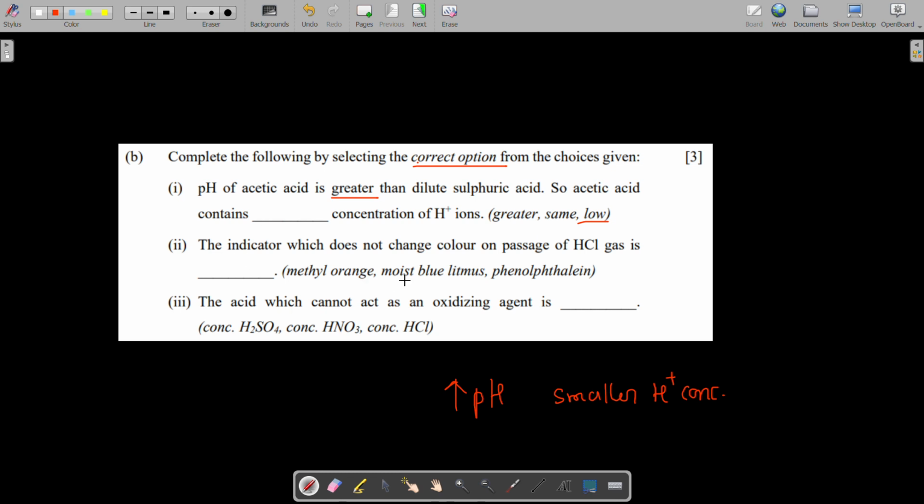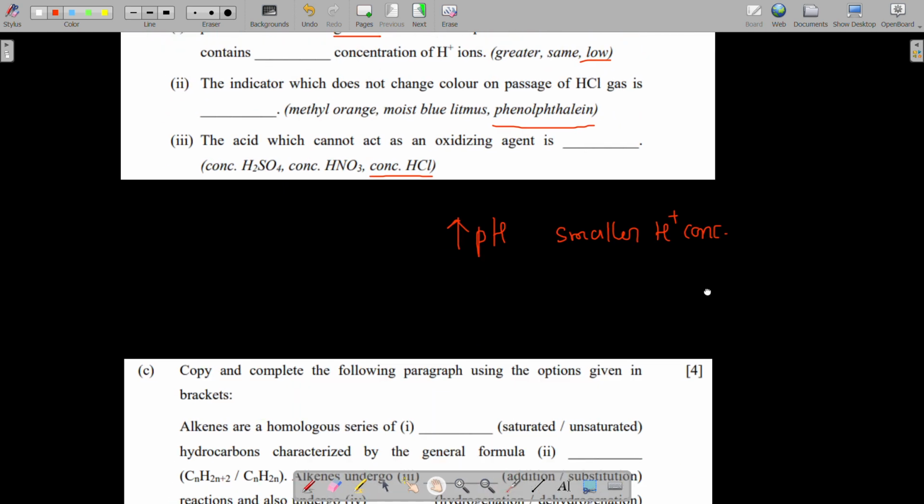The indicator which does not change color on passage of HCl gas: methyl orange changes its color, moist blue litmus changes its color, phenolphthalein remains colorless. So phenolphthalein. The acid which cannot act as an oxidizing agent: concentrated sulfuric acid acts as an oxidizing agent, concentrated nitric acid also acts as an oxidizing agent. So it should be concentrated HCl. HCl can act as only an acid.